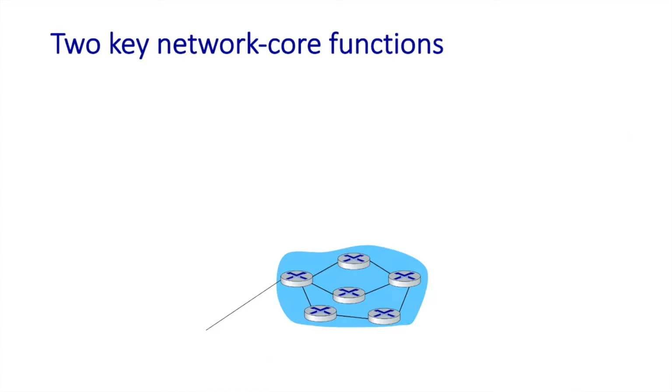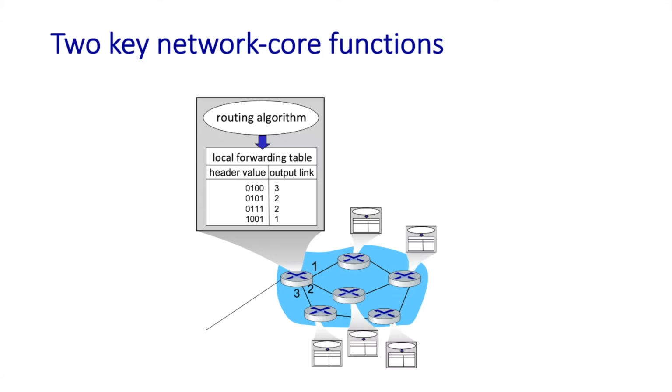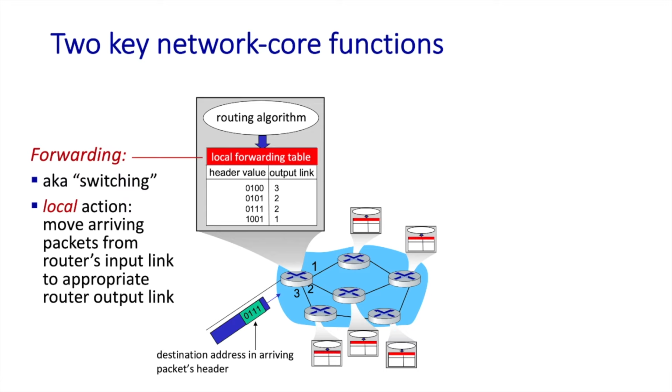There are two key functions performed inside the network core: forwarding, sometimes also known as switching, and routing. Let's take a look inside a router so we can see what these functions are. Forwarding is a local action. It's about moving an arriving packet from a router's input link to the appropriate router output link. Forwarding is controlled by a forwarding table that we see here, and there's a forwarding table inside each and every one of the millions of routers in the internet.